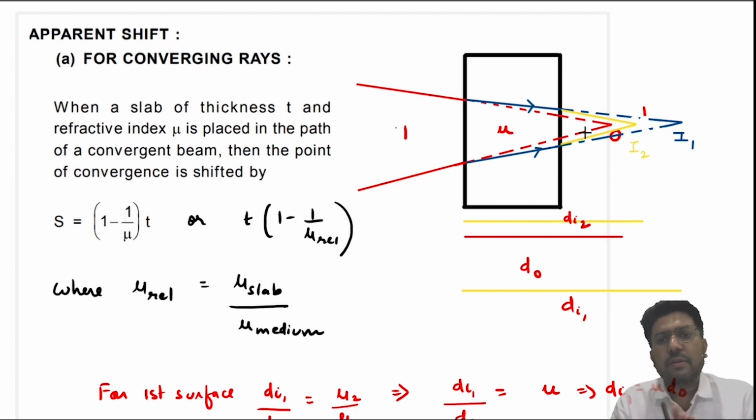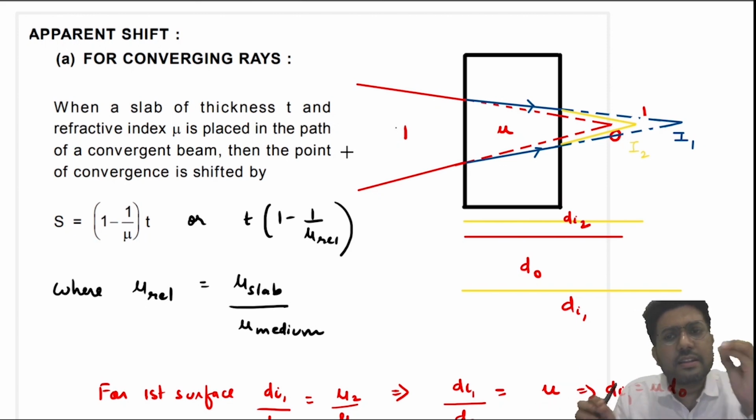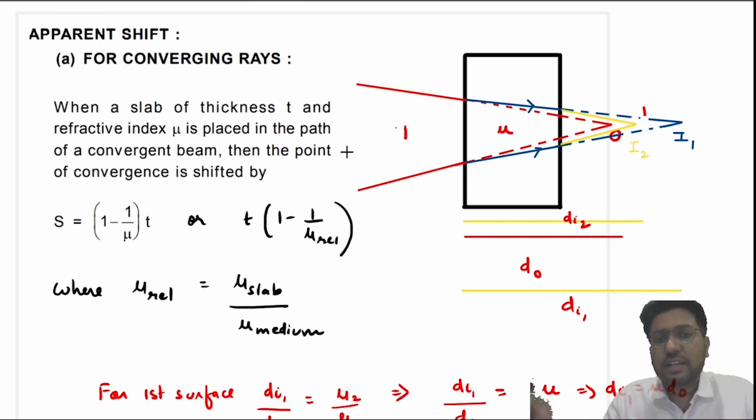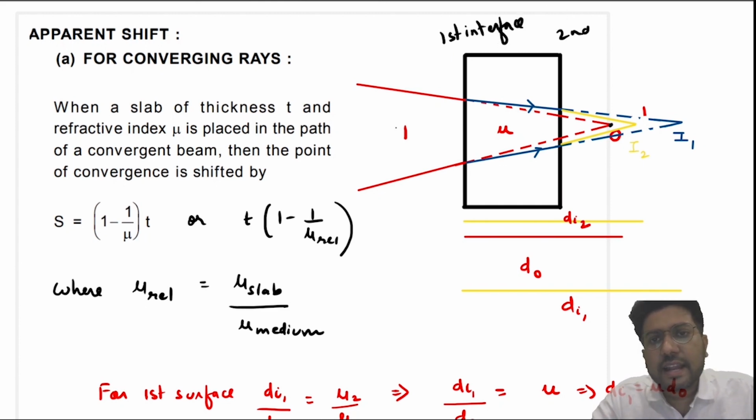Everybody now listen carefully. Suppose the medium on both sides of the slab is the same and the refractive index is 1. That means the medium on both sides of the slab is air, and the refractive index of the glass slab is mu. So this is the converging ray and it wanted to converge at this point O. This is the position of the object. This is the first interface and this is the second interface.